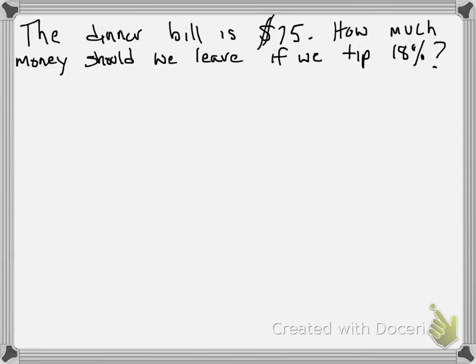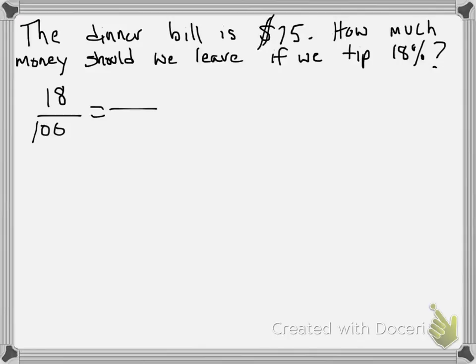So here's the first question. The dinner bill is $75. How much money should we leave if we tip 18%? So we'll set up our proportion and we'll say we're going to tip 18%. So we have 18 over 100. And we're going to figure that out.